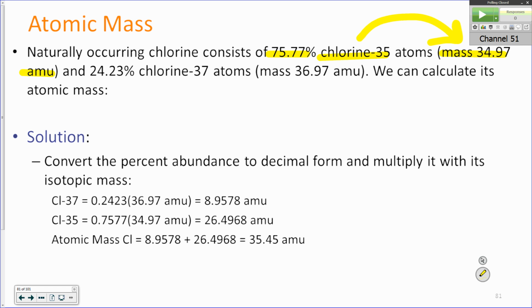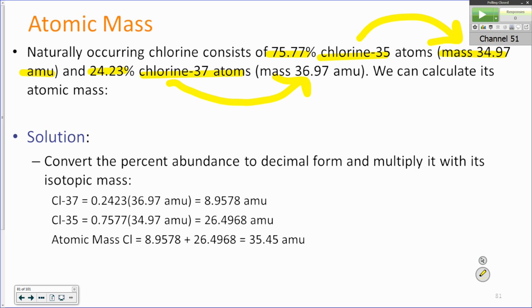Originally, Dalton said this mass unit was set up on a hydrogen atom. The problem is he didn't know that hydrogen atoms varied. He thought hydrogen was the lightest element, so he compared everything to hydrogen. So today we've changed it just a little bit. The other isotope that exists for chlorine is chlorine-37, and 24.23% of the atoms are in that form. It has a mass of almost 37, 36.97 AMU.